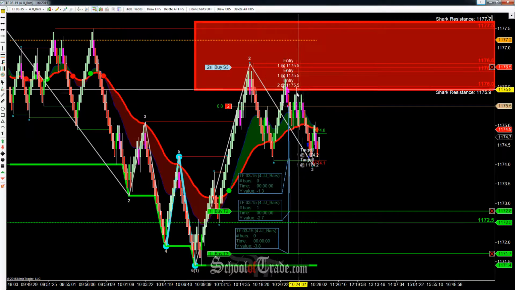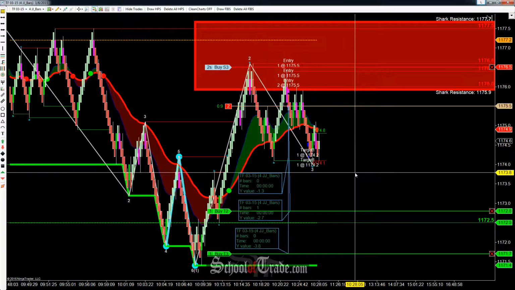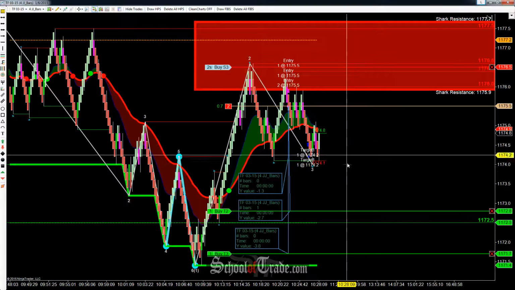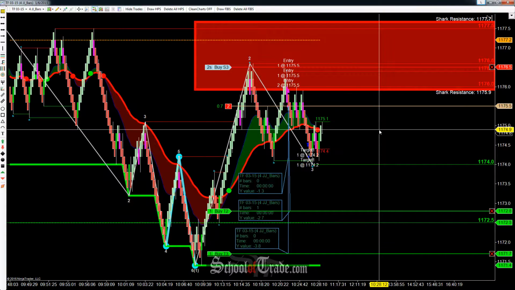I do think that it's going to be a little bit sloppy here. It's proven that to us several times before. So we'll give it a little bit more time, see if we can get that target filled down there, then move the stop to break even, and look if we can get that final target back at 71.7.